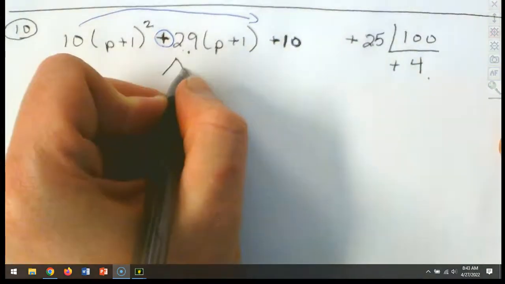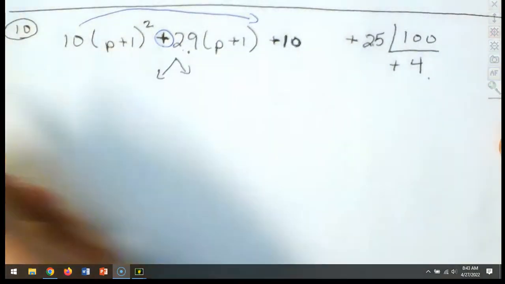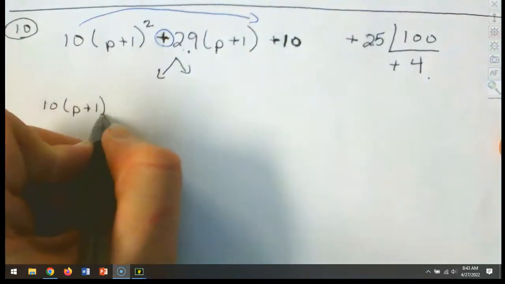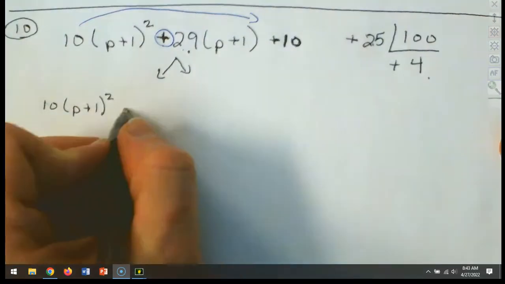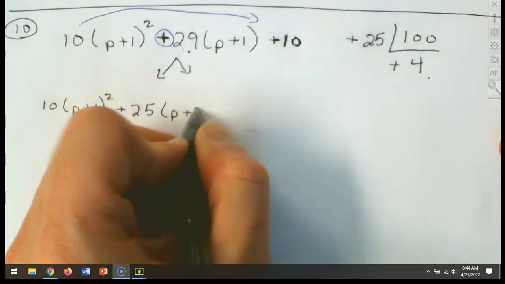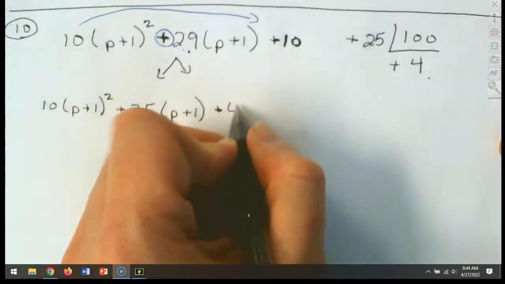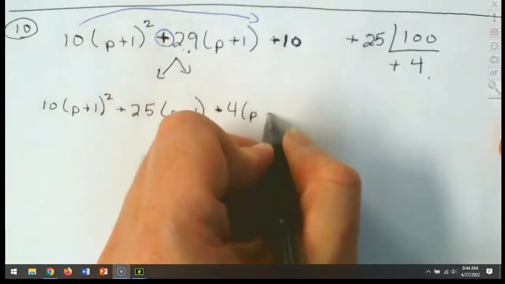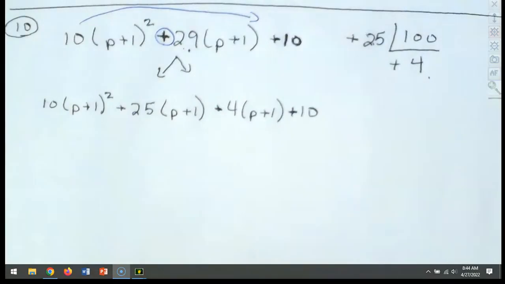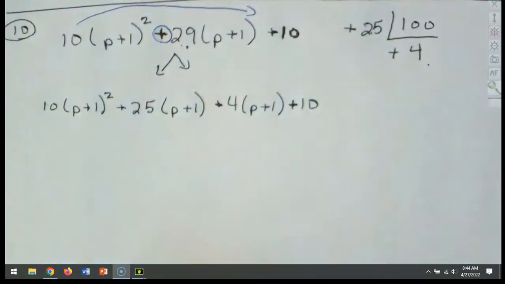Now we split it up. We need to be careful when we do this, though. So we have 10(p+1) squared plus 25(p+1) plus 4(p+1) plus 10. So we split it up, and now we are going to start factoring it by grouping.